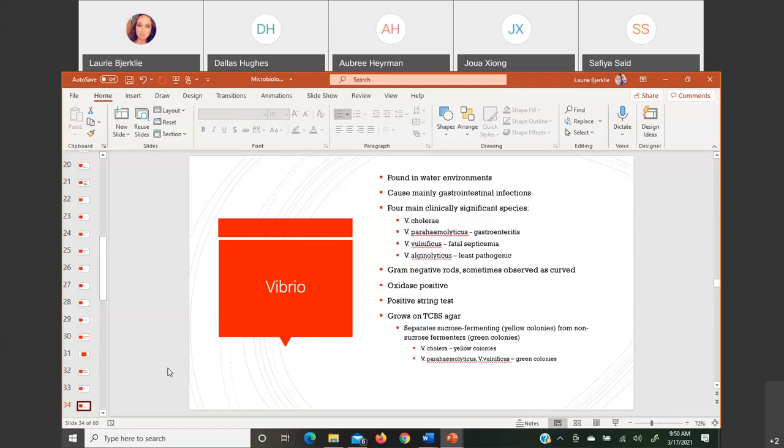It goes very fast for that person. And Vibrio alginolyticus, we don't worry about it. It doesn't do much. So all Vibrio are gram-negative rods, oxidase positive, and they have a positive string test, which will separate them from some other organisms here.